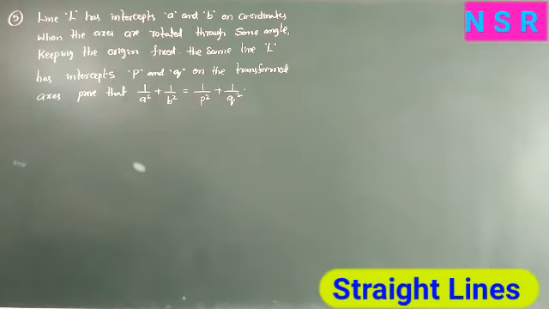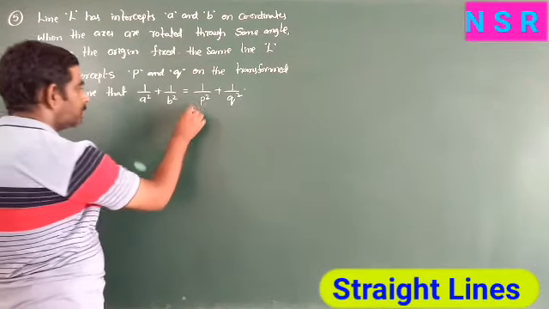So next, question number 5. Line L has intercepts a, b on the coordinate axes, and after rotating the axes the origin is fixed, and the same line has intercepts p, q on the transformed axes. So here we have to prove 1 by a square plus 1 by b square is equal to 1 by p square plus 1 by q square.